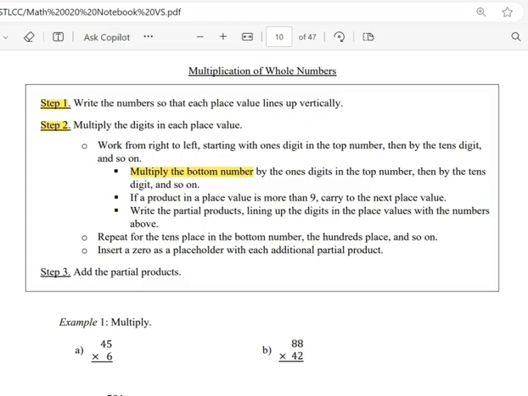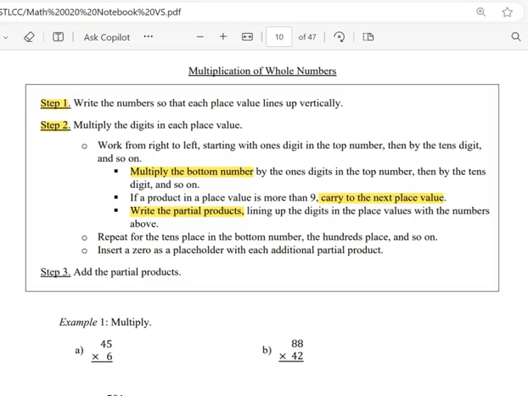Now, if the product has a place value of more than 9, carry to the next place value. We've seen that with addition, so nothing is new here. But then write the partial products. Each line of multiplication, if you're multiplying by a 2-digit number, is called a partial product.